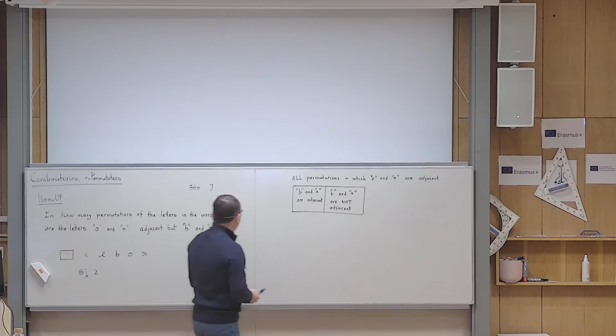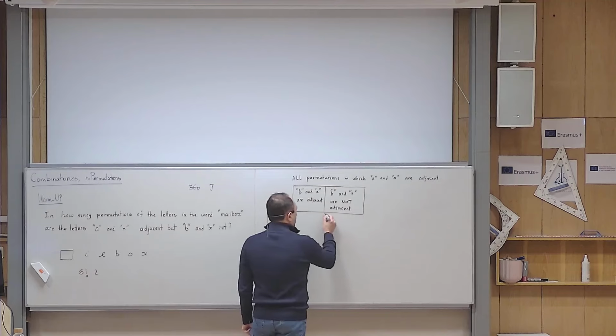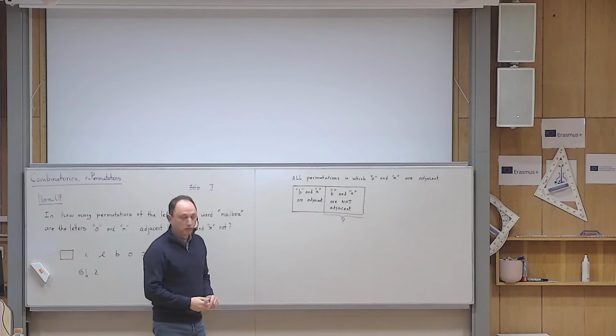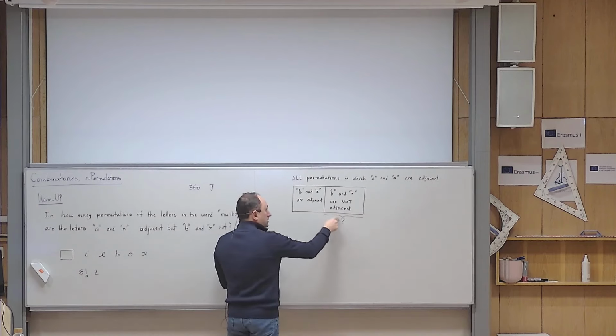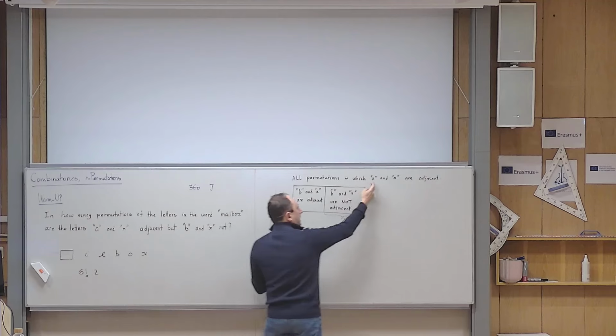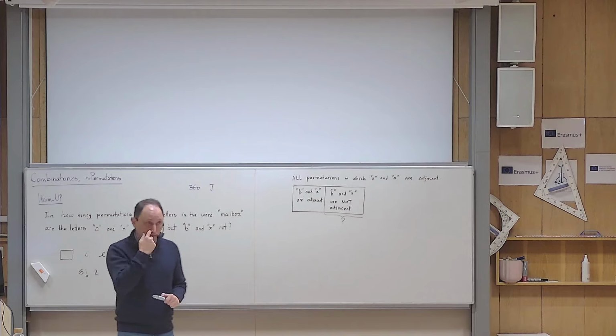Okay, so do you agree that the question mark of the problem is the number of items here? This is the question mark. Why? Because in this part, B and X are not adjacent, and in total, A and M are always adjacent. So that is exactly what I want to count.